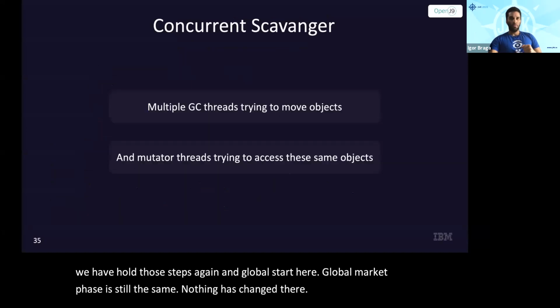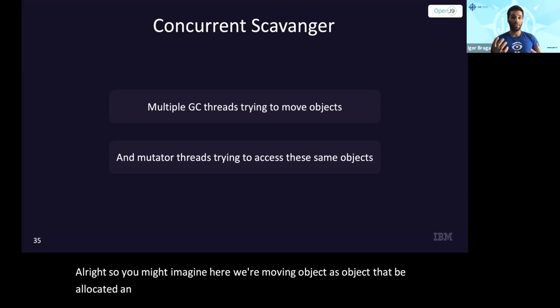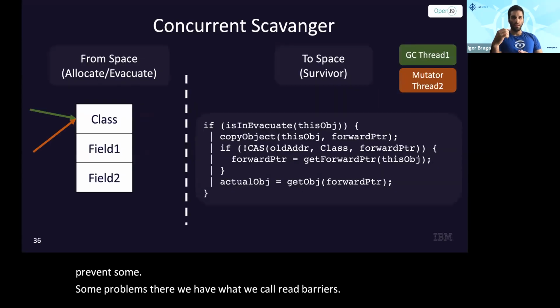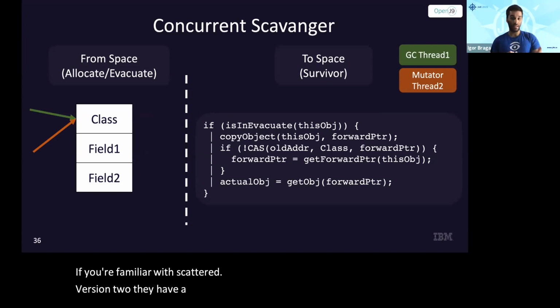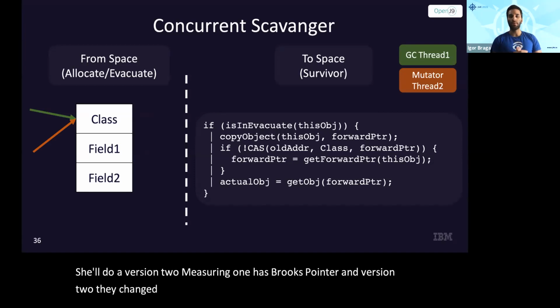All right, so you might imagine here we are moving objects as objects are being allocated, and there might be some race conditions. And in order to prevent some problems there, we have what we call read barriers. And if you're familiar with Shenandoah version 2, they have basically the same barrier as we're having here. Shenandoah version 1 has Brooks pointer, and in version 2 they updated that to use a similar barrier to the one we're using here.